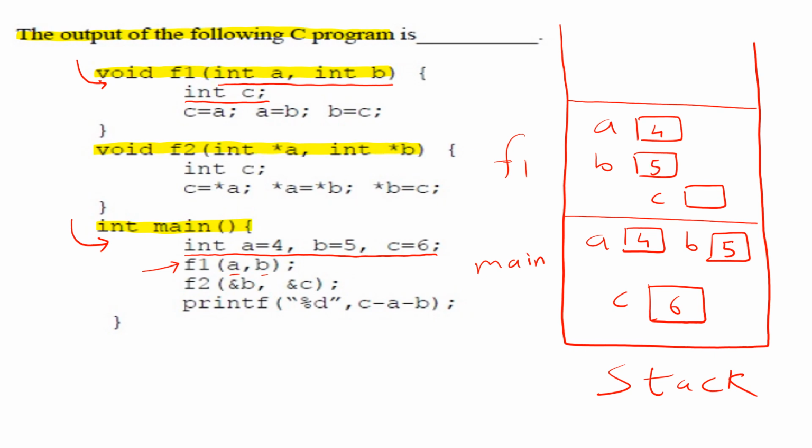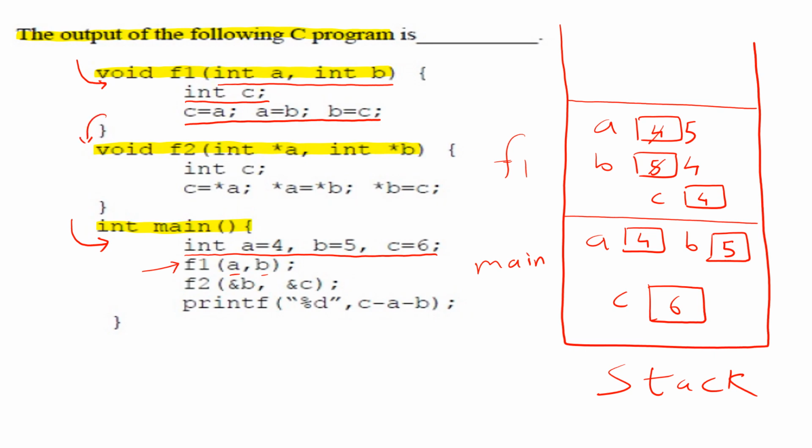Call by value. Now this is a very common code which is for swapping of two variables. C assigns A. Now these statements are part of function F1. So all modifications will take place to F1's A, F1's B, and F1's C. So C assigns A, so C gets 4. Then A assigns B, so A gets 5. And then B assigns C, so B gets value of C, which is 4. And then we exit from the function.